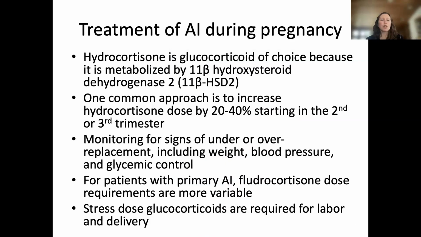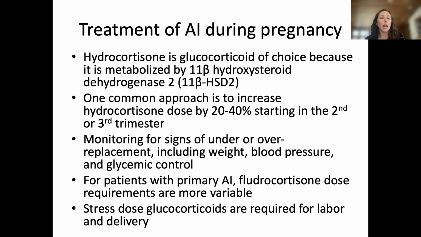In terms of the treatment of AI during pregnancy, hydrocortisone is the glucocorticoid of choice because it is metabolized by 11-beta HSD2. So patients who are trying to conceive and in their first trimester of pregnancy, I typically have them just maintained on a physiologic dose of hydrocortisone, like 10 milligrams in the morning, 5 in the afternoon. And then one common approach is to increase the hydrocortisone dose by about 20 to 40%, starting in the second or third trimester to mimic that hypercortisolemia and natural increase in the free cortisol levels during the second half of pregnancy.